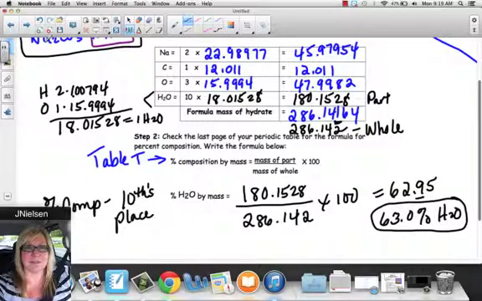So I'm doing the same thing that I did in the last lesson, part over whole times 100, but I'm not finding the percent comp of one element, I'm finding the percent comp of the water.